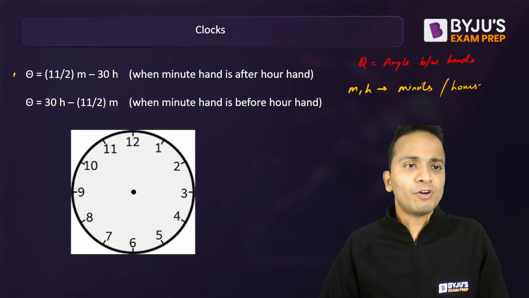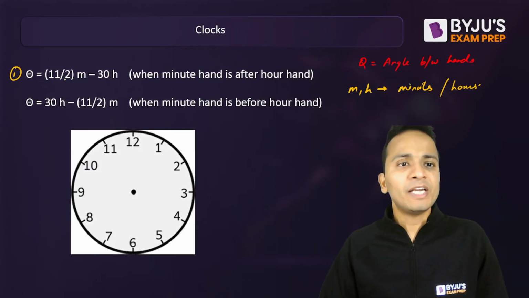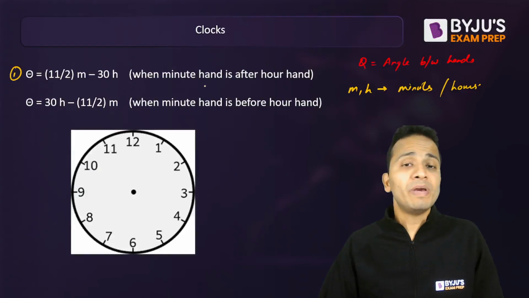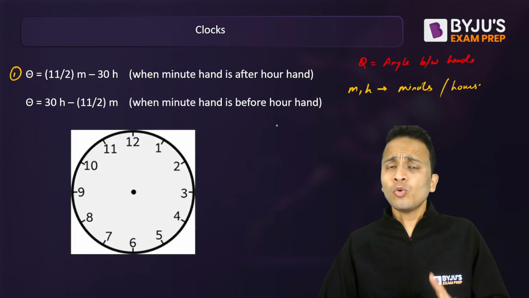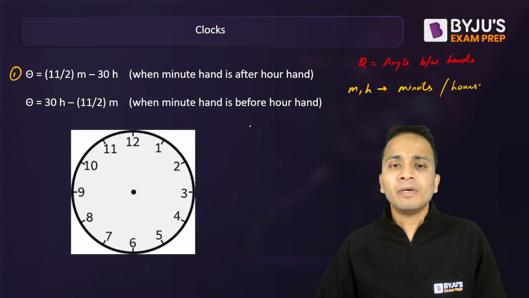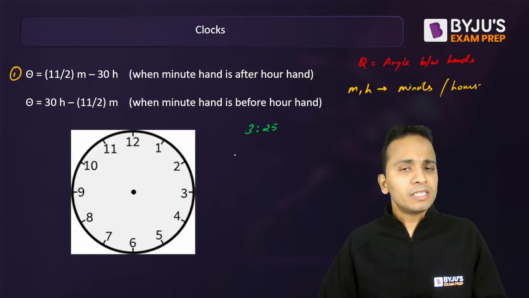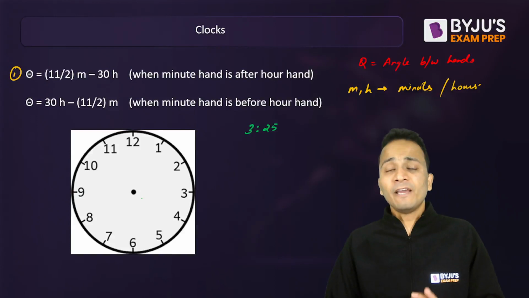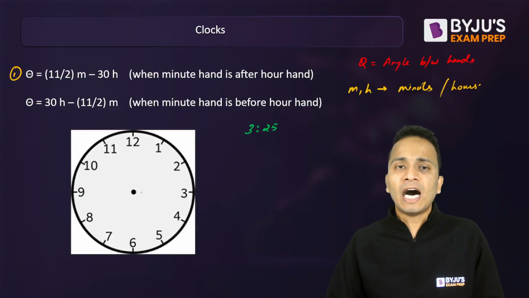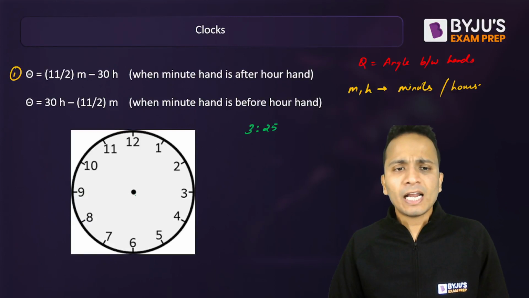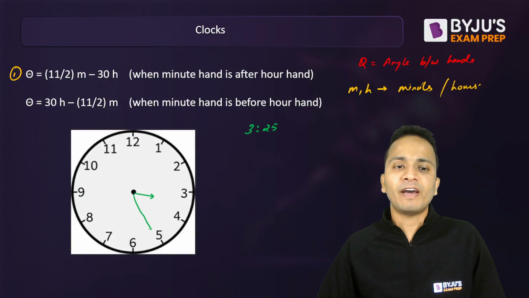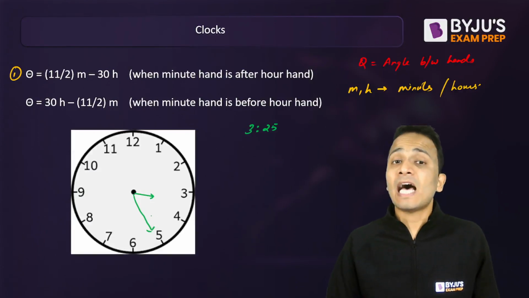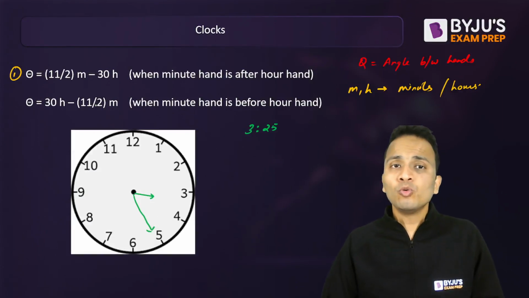So the first formula, formula number 1, theta is equal to 11 by 2 m minus 30h, will be used when minute hand is after hour hand. So I'll take a situation for that. When minute hand is after hour hand, let's say the time is 3:25 p.m. or a.m., whatever it is. If I plot the approximate positions of the hour hand and minute hand at 3:25, the hour hand will be somewhere between 3 and 4 o'clock, and the minute hand will be exactly at 5. So in this case, the minute hand is after hour hand. So I'm going to use the first formula.